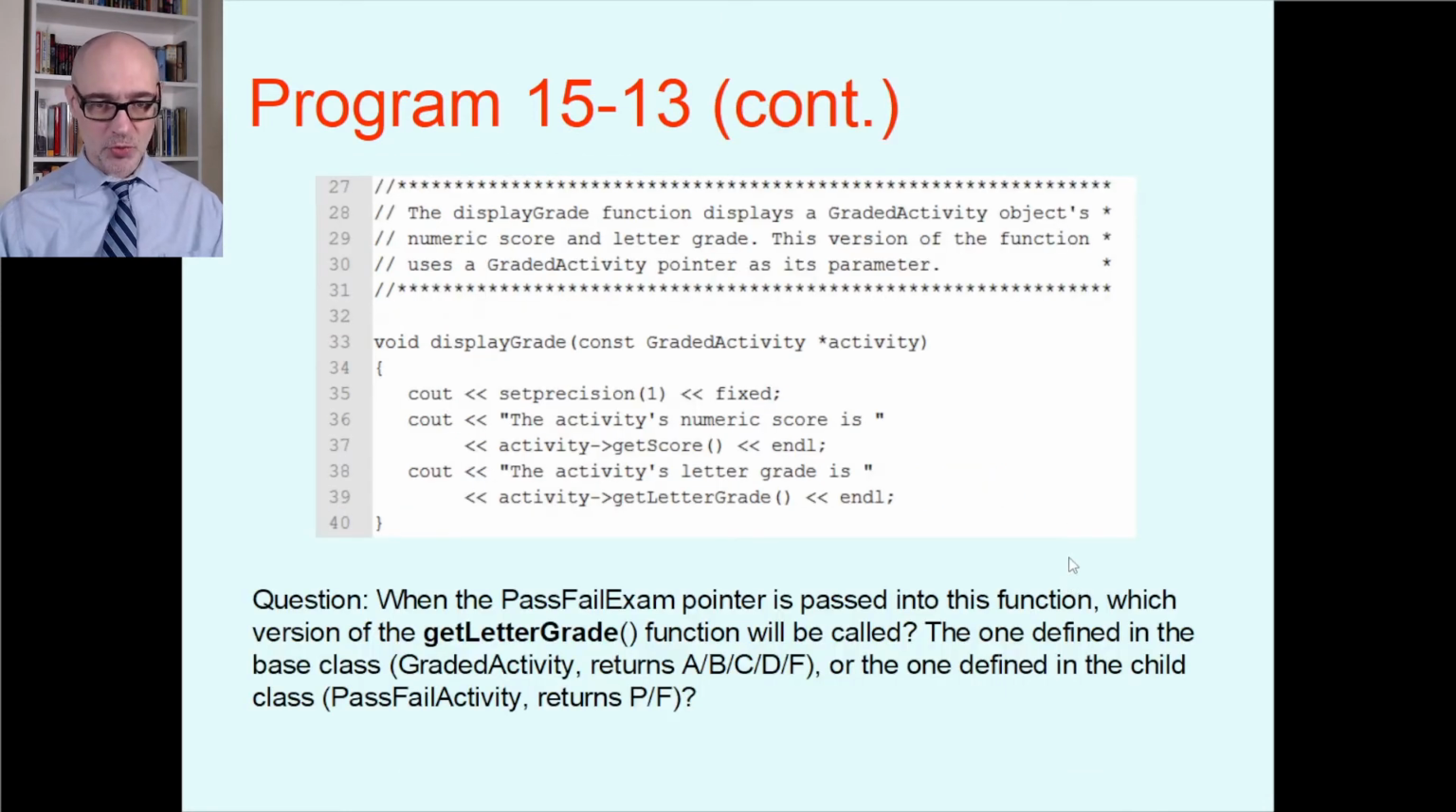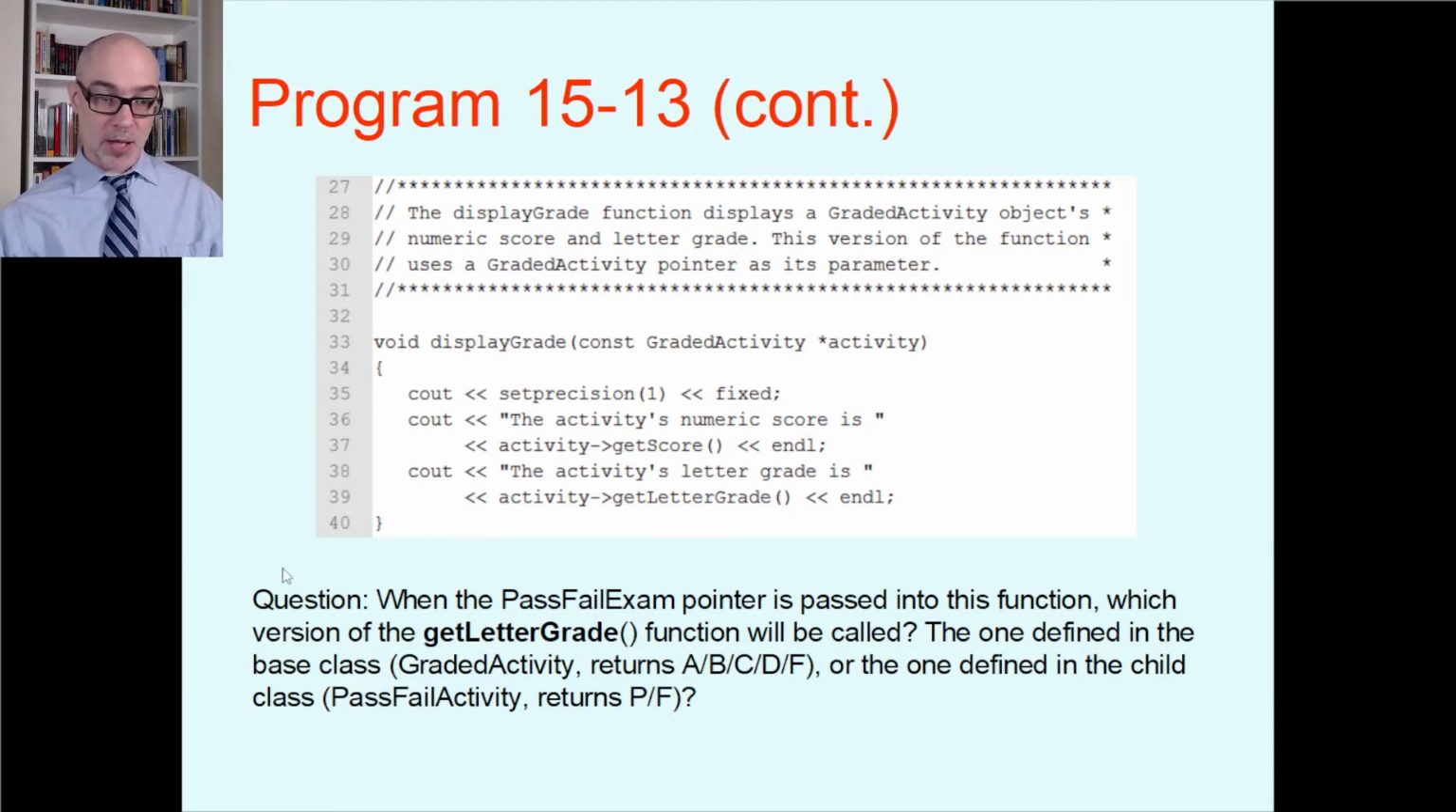And now we're back to this function that we've seen before. So we just get to reflect on this again. displayGrade. In comes a graded activity pointer, which actually could be any one of those things. And you're going to print out the numeric score with getScore. And at the last line here, you're going to call the getLetterGrade function and print out the activity's getLetterGrade.